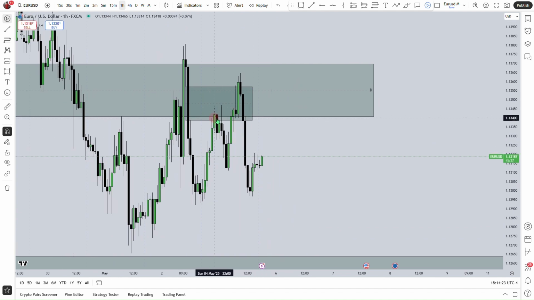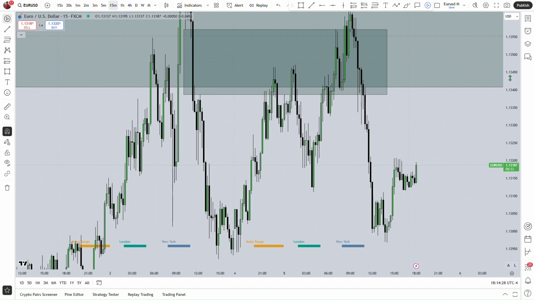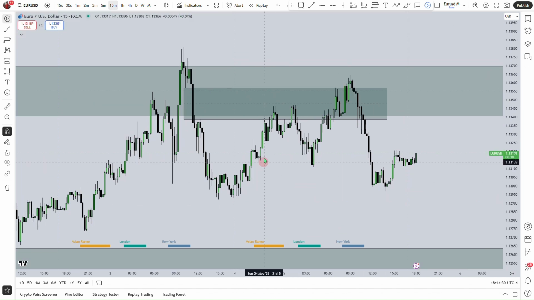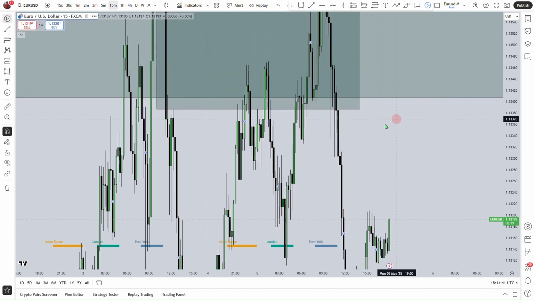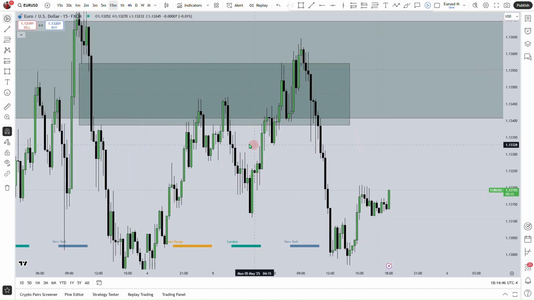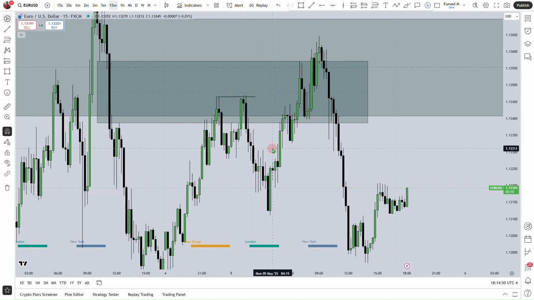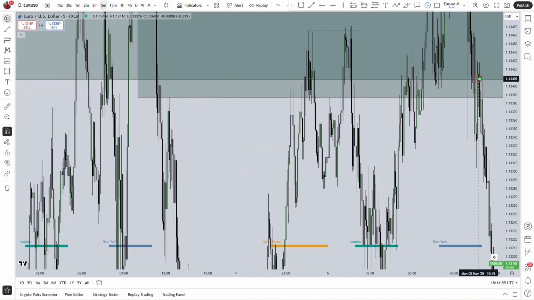So on 15-minute, let's see how the day started. In the Asian range, price was going to the upside, tapped in this daily fair value gap and formed a high. Just before London, this high was taken only by a few pips. This high was taken. So if you wanted, there was a trade that formed, but I would not take that. It was not as clean as I wanted it to be.